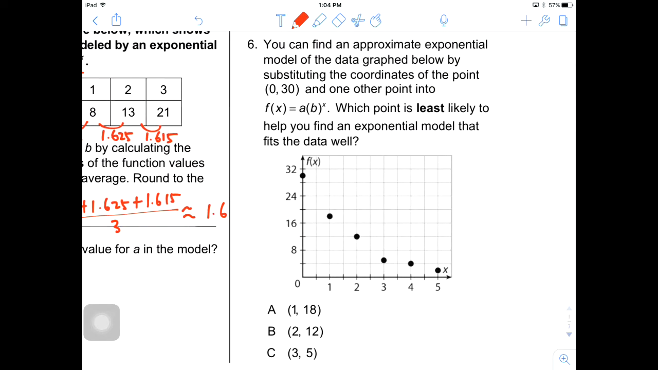Okay, number 6. You can find an approximate exponential model of the data graphed below by substituting the coordinates of the point (0, 30), which is this point right here, the first point, and another point into the function. Which point is least likely to help you find an exponential model that fits the data well?